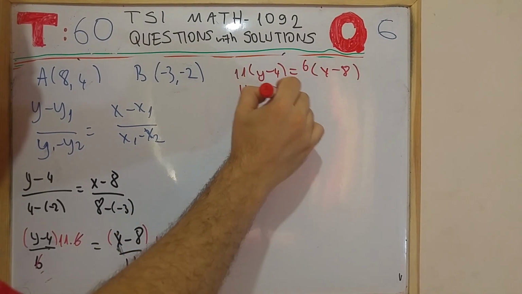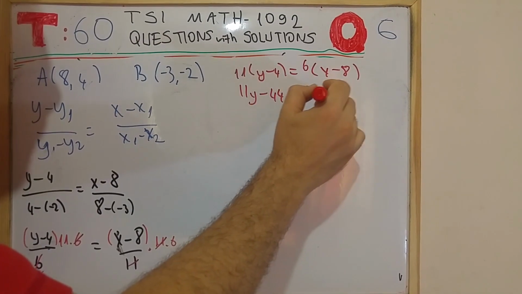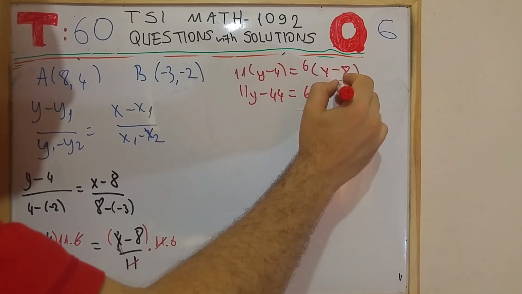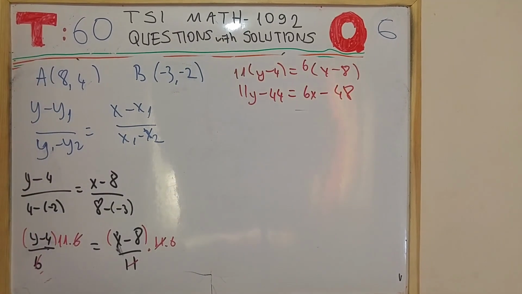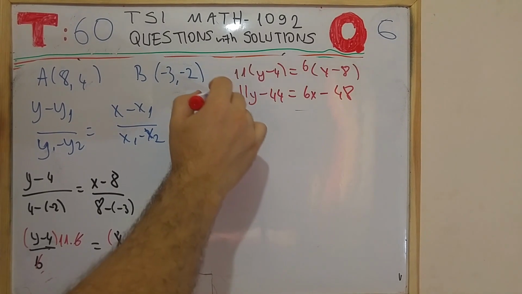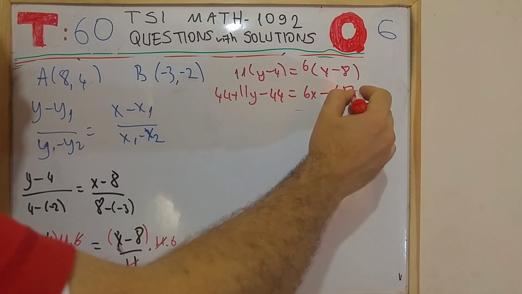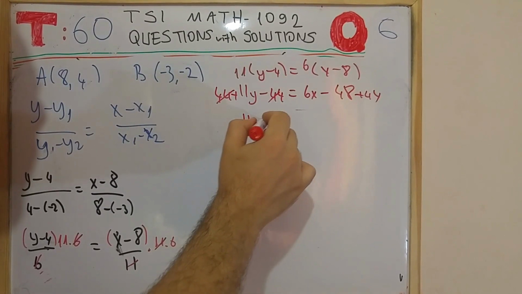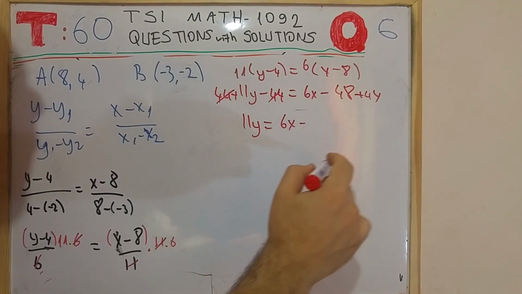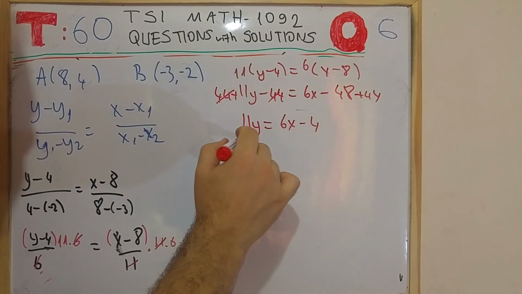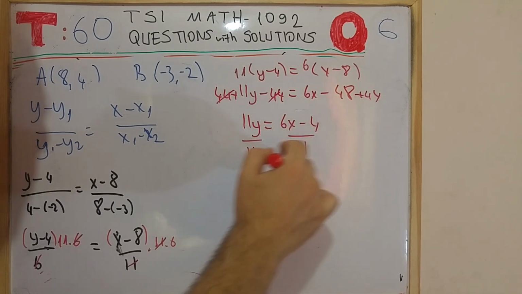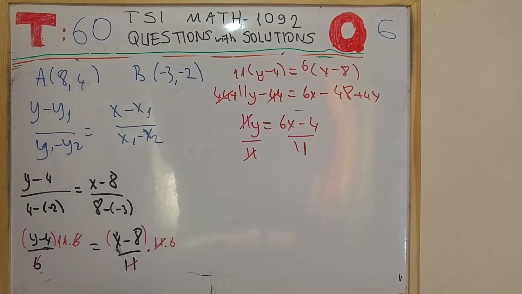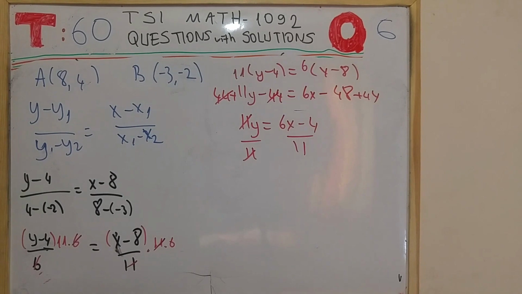11y minus 44 is equal to 6x minus 48. Let me add 44 to each side. So what I have is 11y is equal to 6x minus 4. And I divide each side by 11. So y is equal to (6x minus 4) over 11.